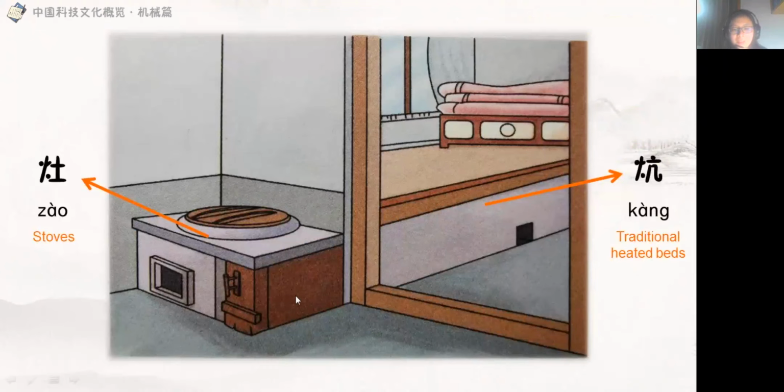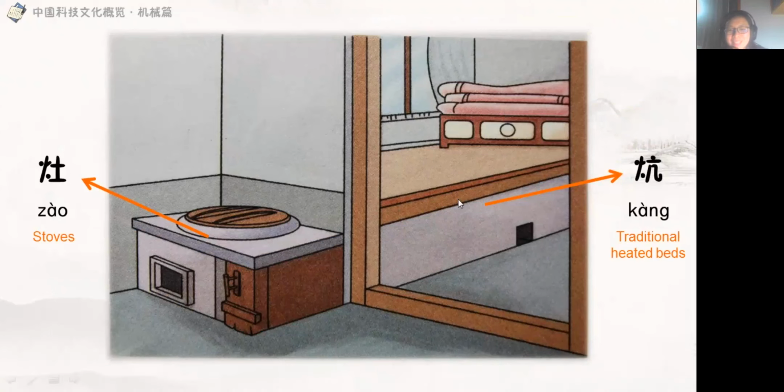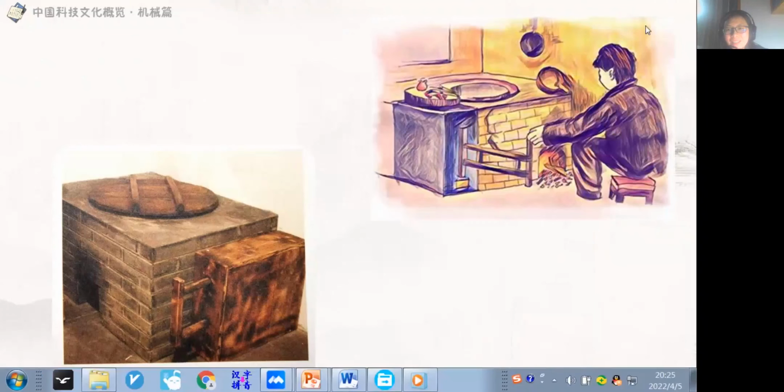Here, what's this? Can you guess its function? This little box. Can you guess? Maybe it's the cardboard to keep the heat. To keep what? 我们一起来看一下。Keep the temperature. Or keep the fire.